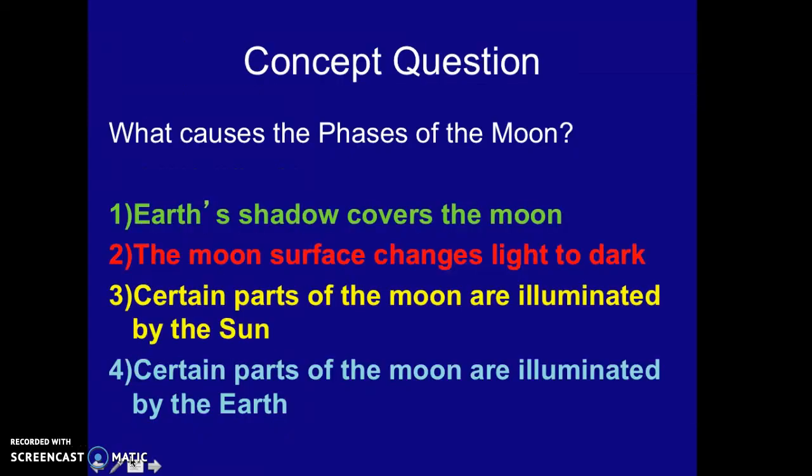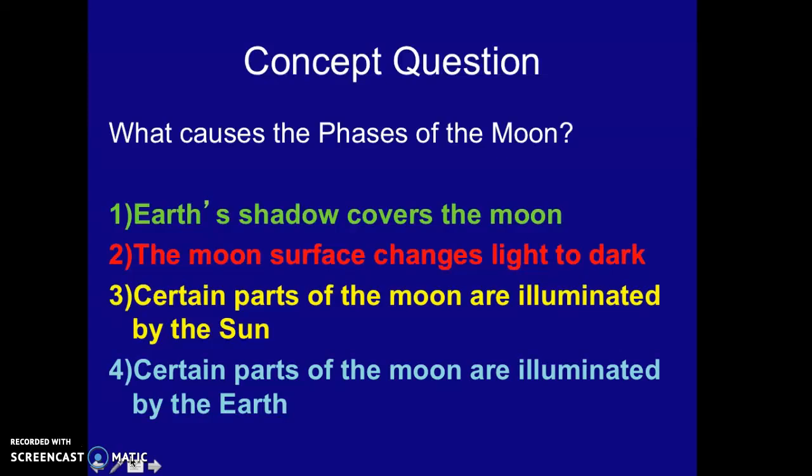So take a moment at these concept questions, pause, and think about the question. What do you think causes the phases of the moon? The Earth's shadow covering the moon's surface, changing light to dark; certain parts of the moon being illuminated by the sun; or certain parts of the moon being illuminated by the Earth. Pause this video and tell me what you think.